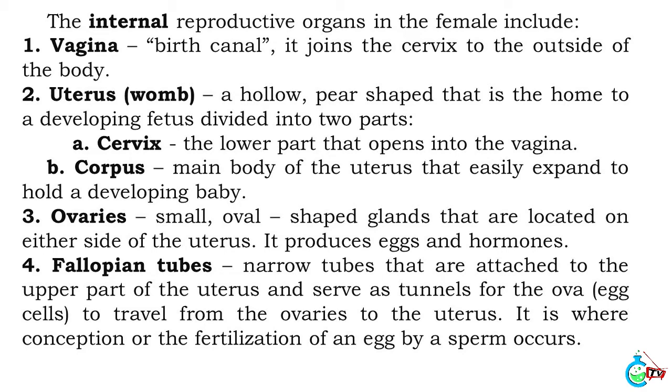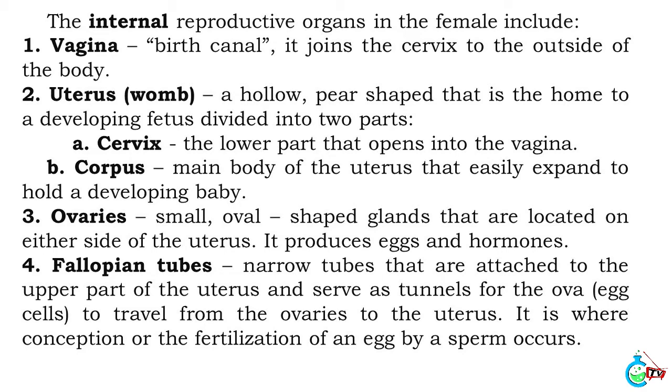2. Uterus, womb. A hollow, pear-shaped organ that is the home to a developing fetus, divided into two parts. A. Cervix. The lower part that opens into the vagina. B. Corpus. Main body of the uterus that easily expands to hold a developing baby. 3. Ovaries. Small, oval-shaped glands that are located on either side of the uterus. They produce eggs and hormones.